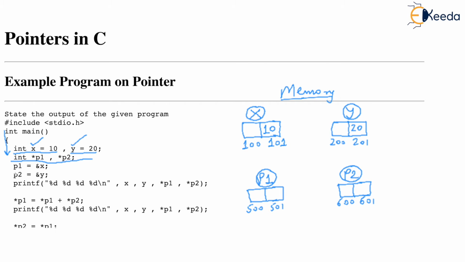Okay, let's see the next two lines. p1 = &x, p2 = &y. Read this as p1 stores the address of x, p2 stores the address of y. So p1 in the diagram stores 100. Check that: p1 is storing the address of x, which is 100, and p2 stores 200. Check that: p2 is storing the address of y, which is 200. Now we can say that p1 points to x and p2 points to y.